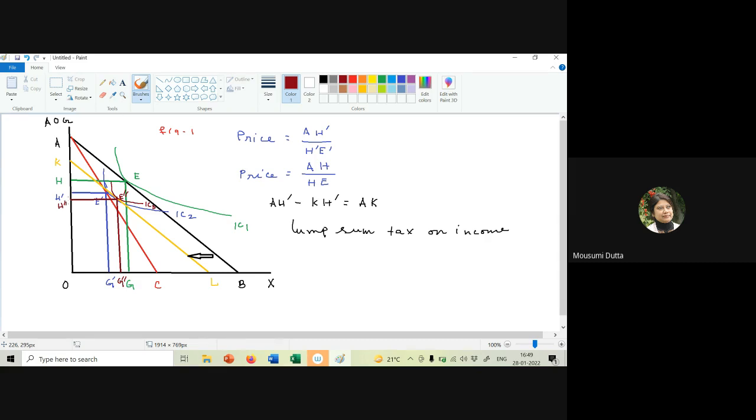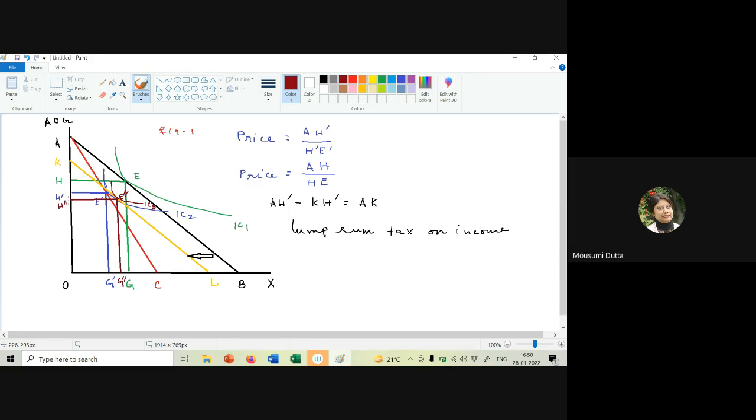And if this kind of indirect tax is replaced by a similar kind of lump sum income tax, which will give the same revenue to the government, for the government there will be no change in the revenue. However, there will be some improvement in the welfare of the consumers. They will be able to consume on a bit higher indifference curve IC3.